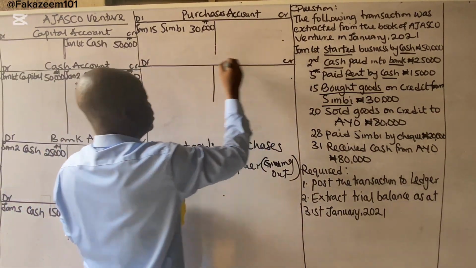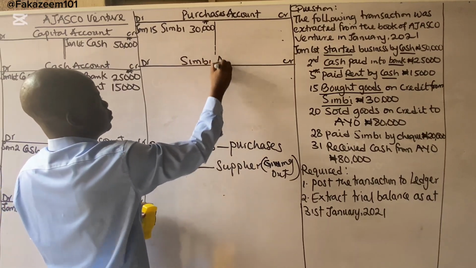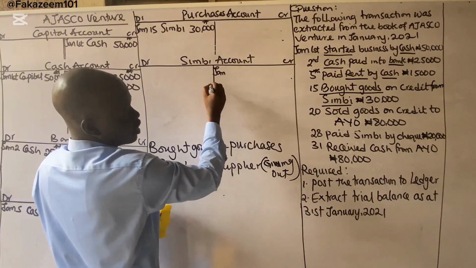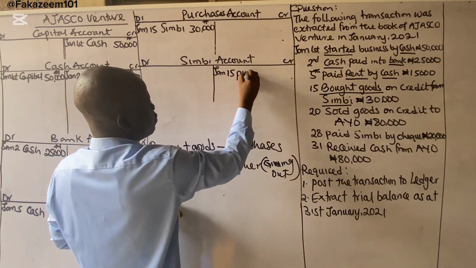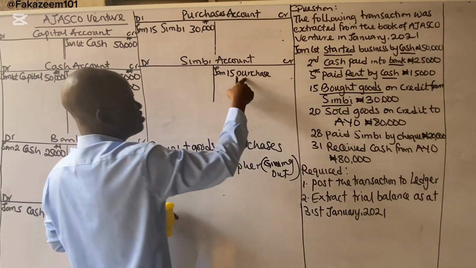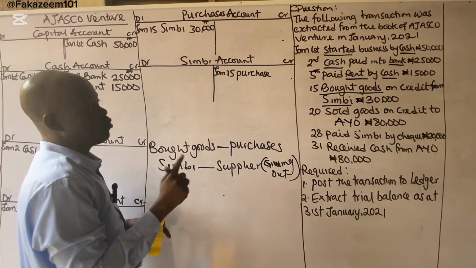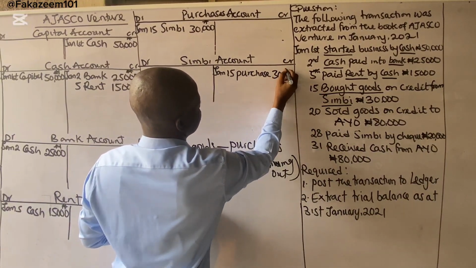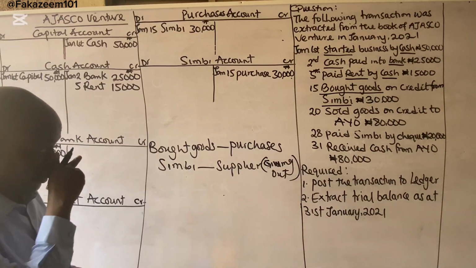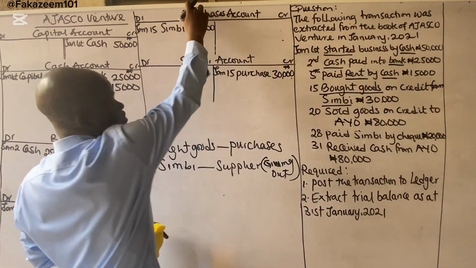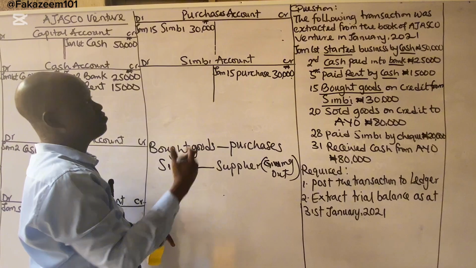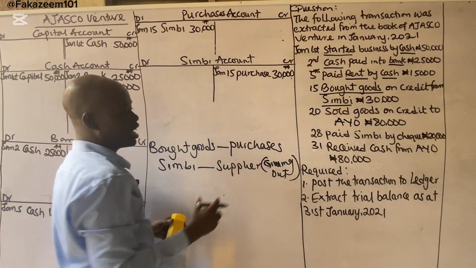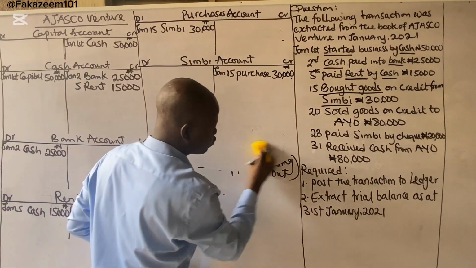We are going to open Simbi account. Simbi is the one giving the goods out, so Simbi account will be credited. Its particular will be purchases. The particular signifies what Simbi does, and what Simbi does is give goods out for how much? For 30,000 naira. Now, the two accounts have been recorded. Bought goods, purchases: the Ajasco Venture has received goods, debit. Who gave the goods out? Simbi, who is the supplier. Simbi account has been credited.